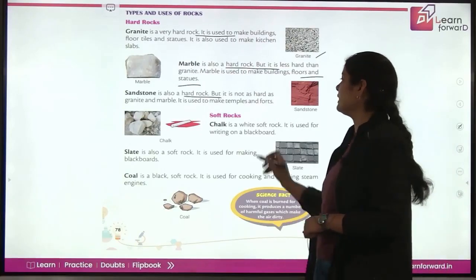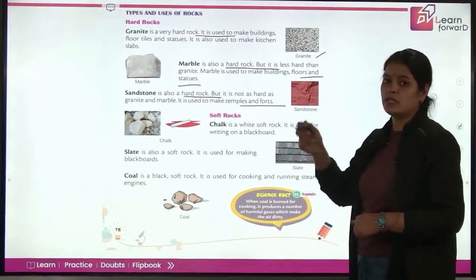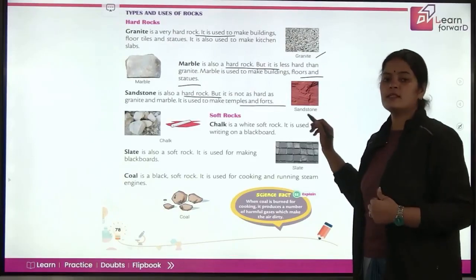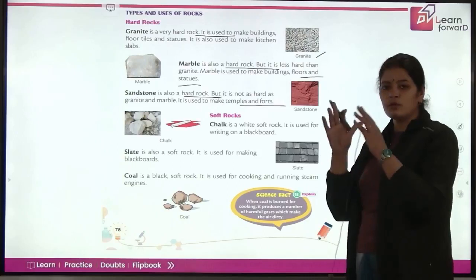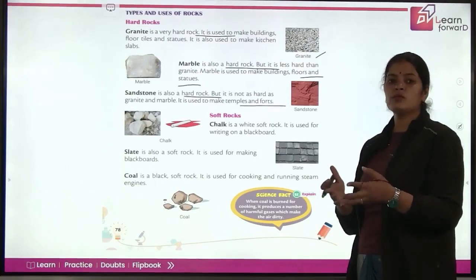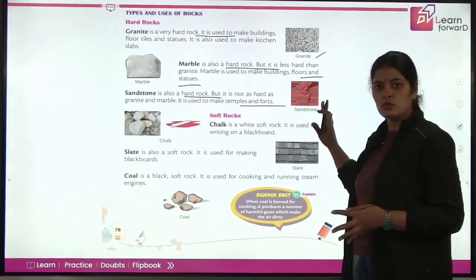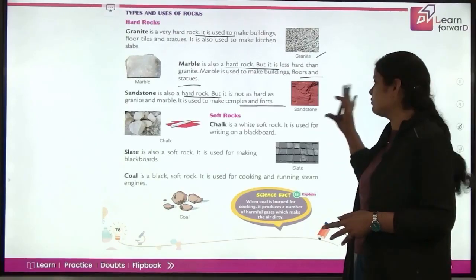It is used to make temples and forts. Red Fort is made up of this sandstone. Temples and forts are made from it because it is a beautiful red color, so we don't have to actually use color on it. So beautiful buildings are made out of this sandstone.